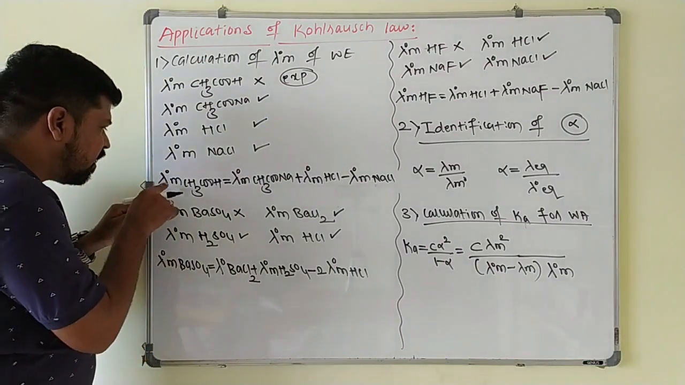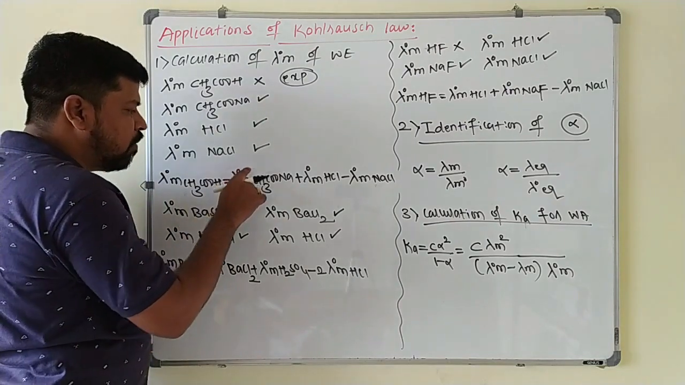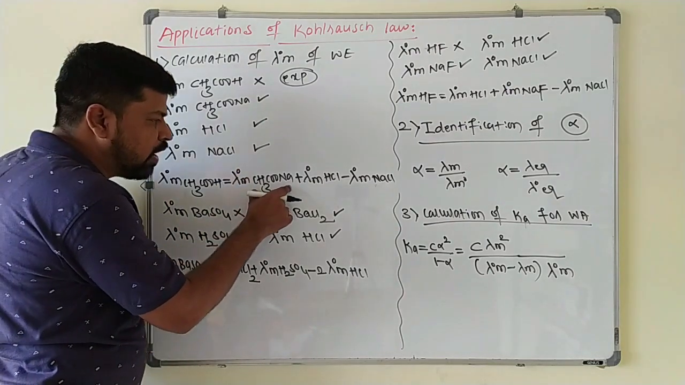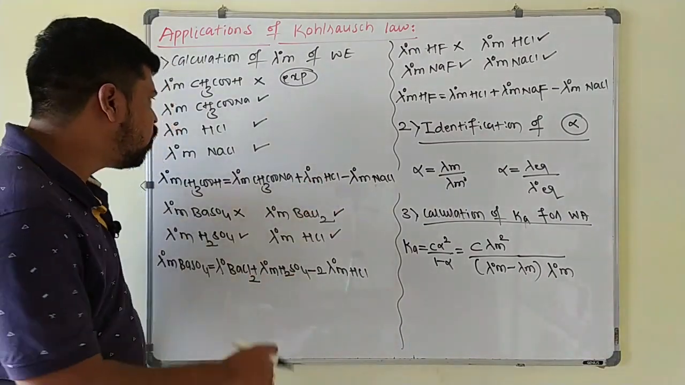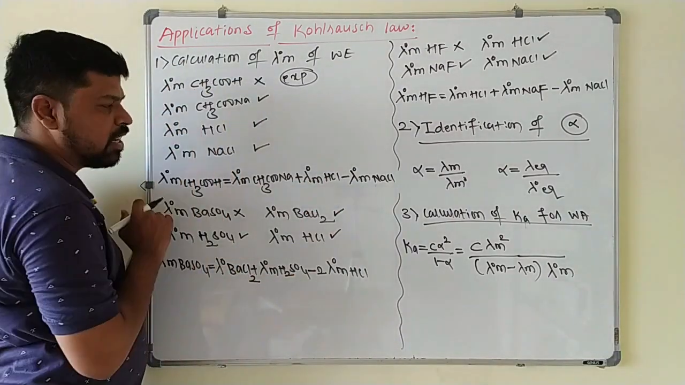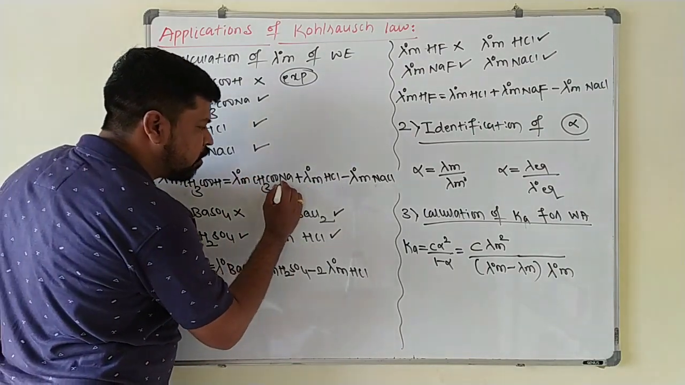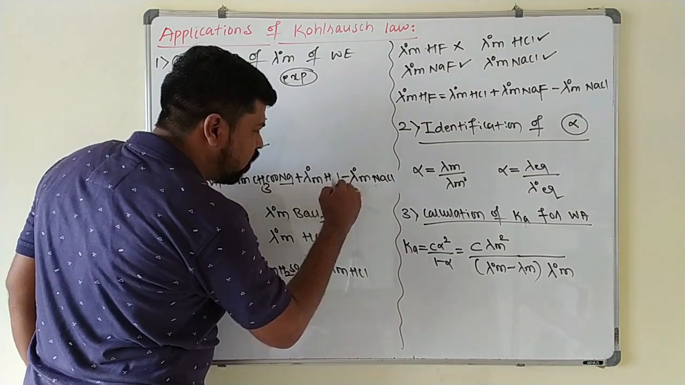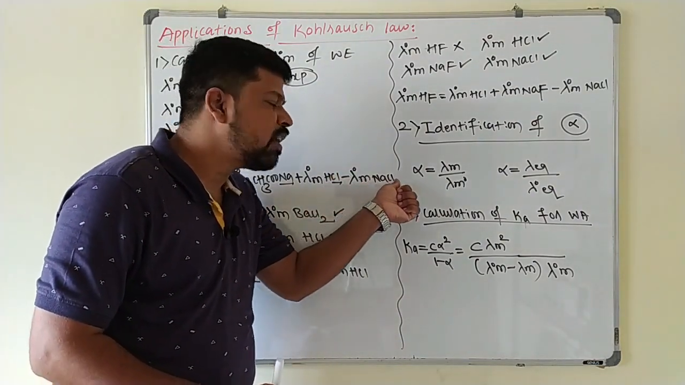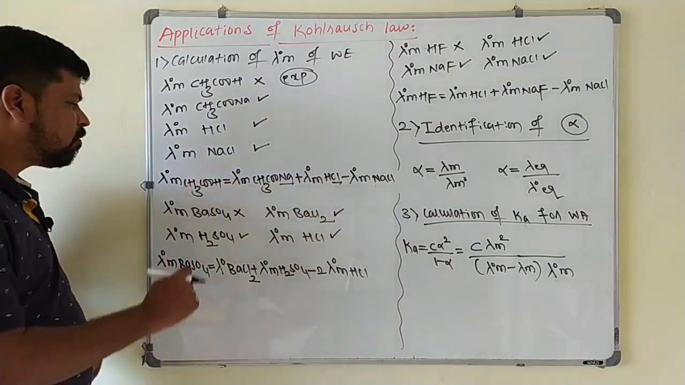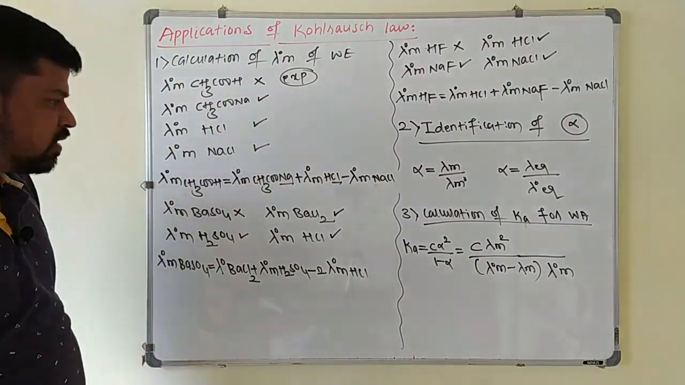So the limiting molar conductivity of CH3COOH is equal to the limiting molar conductivity of CH3COONa plus the limiting molar conductivity of HCl. In this I want CH3COOH. Here CH3COO is there and here H is there. So you have to remove Na and you have to remove Cl. That's why minus the limiting molar conductivity of NaCl. So this is the formula to calculate the limiting molar conductivity of CH3COOH.